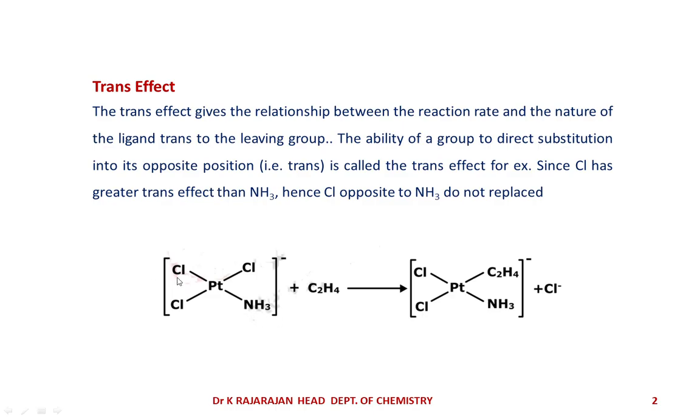Here, the chlorine, which has a greater trans effect than the ammonia, cannot replace the chlorine, because the trans effect of this ammonia is greater than that of the other ammonia. So the group which is cis to this ammonia, that is the chlorine, is replaced by the ethylene. So you will get the dichloro 1-amino 1-ethylene platinum complex.